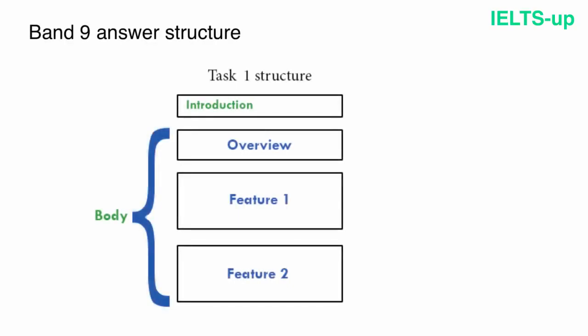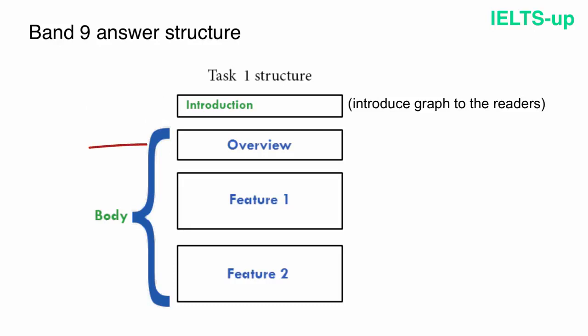And here's the Band 9 answer structure that we described in the previous lesson. You can see a link for the lesson on the right. In any case, if you are answering an IELTS Writing Task 1 question, you can get a Band 9 for your answer by following this ideal answer structure. Your first paragraph is an introduction. You should introduce your graph to the readers there.